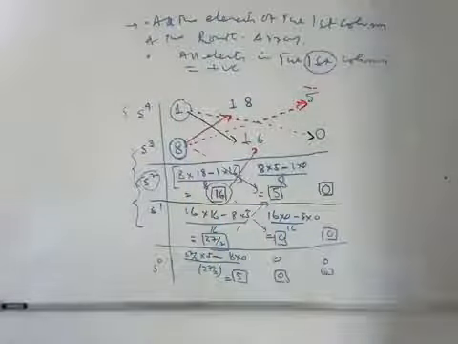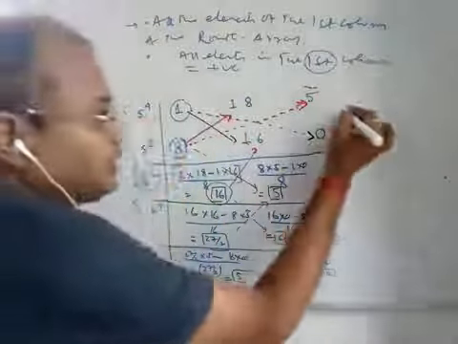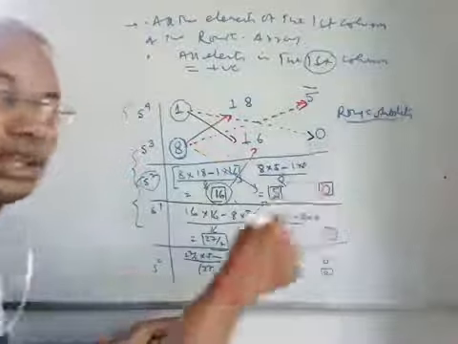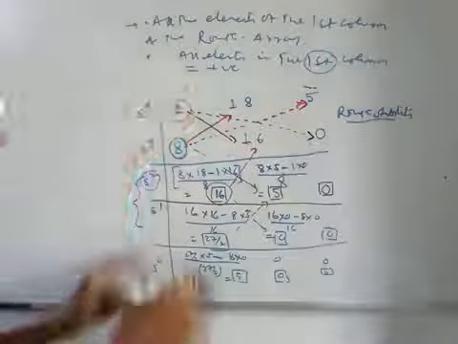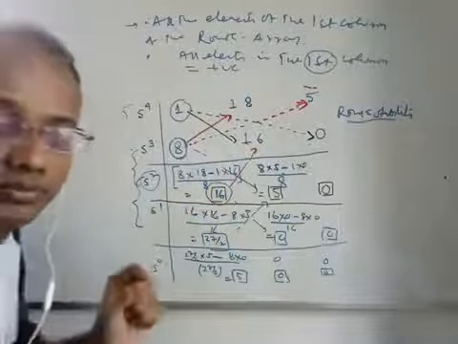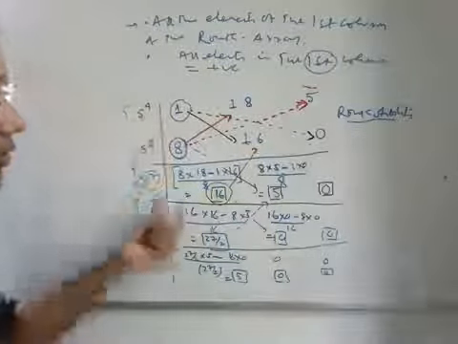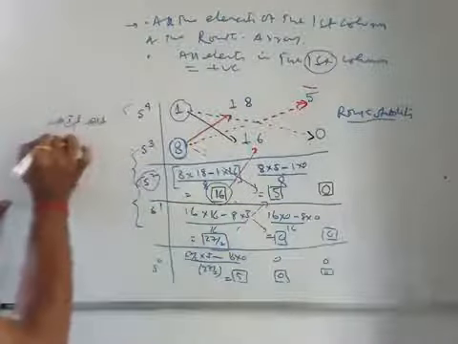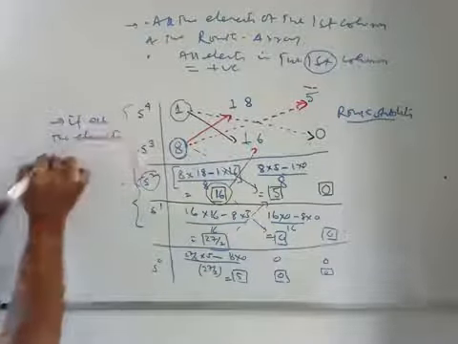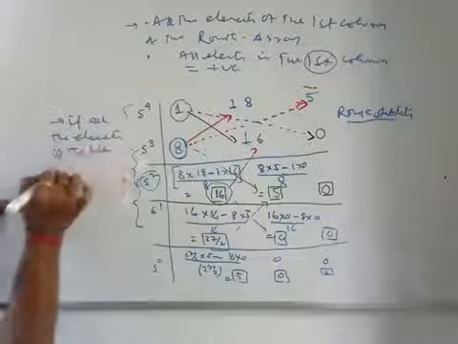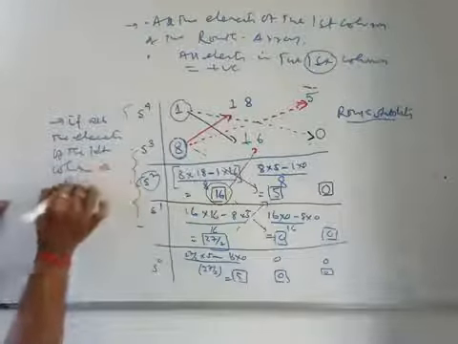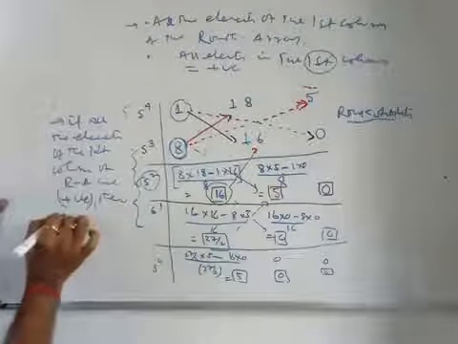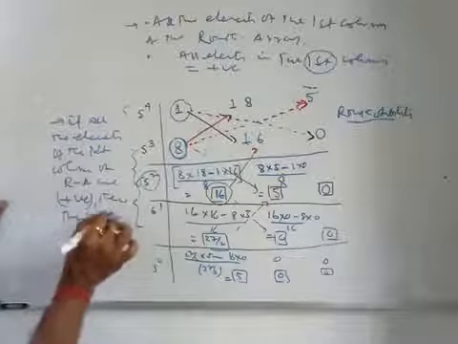So the Routh stability criteria says that if all the elements of the first column of the Routh array are positive, then the system is stable.